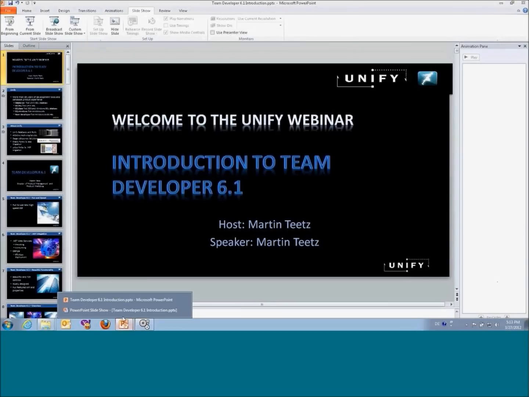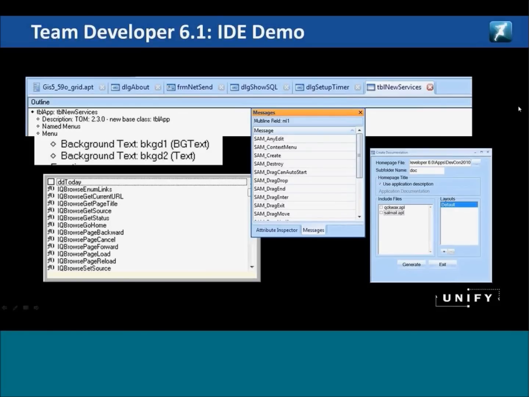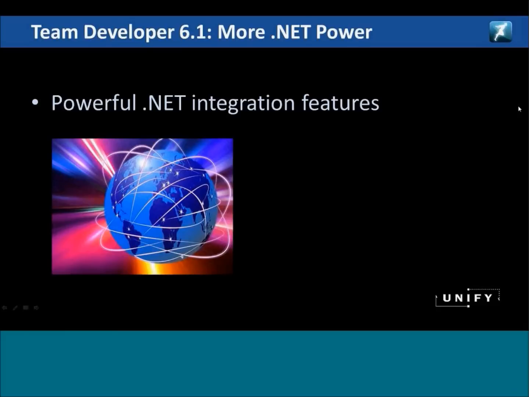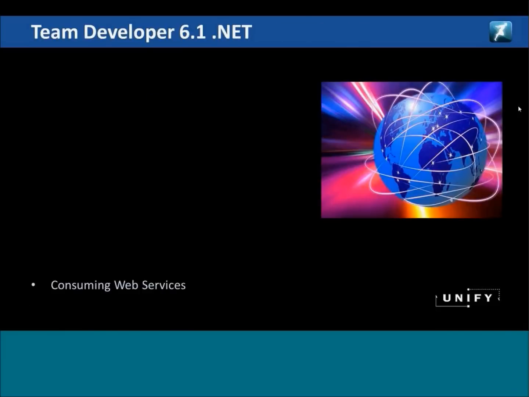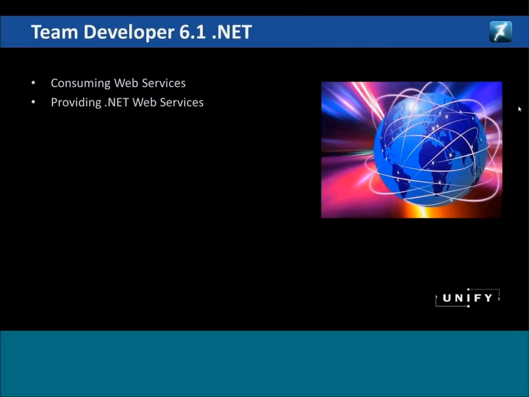Let's go back to the presentation. Let's talk a bit about the .NET features of TD 6.1, the powerful .NET integration. What you get is consuming web services from .NET applications. Actually, you can use these consuming web services for .NET from Win32 applications as well, because Win32 allows you to call .NET things. So you can use the same .NET technology for Win32 and .NET. You can provide .NET Web Services, which is a really powerful new feature of Team Developer 6.1.